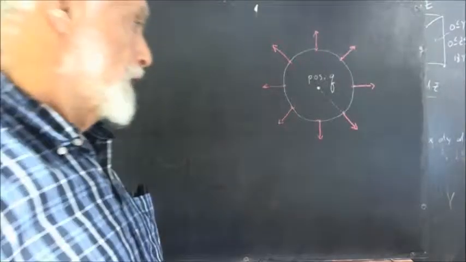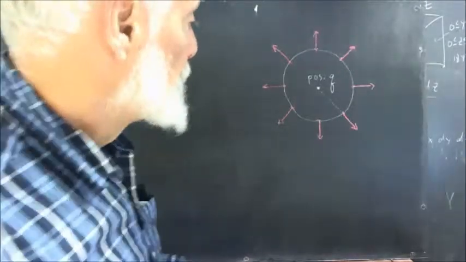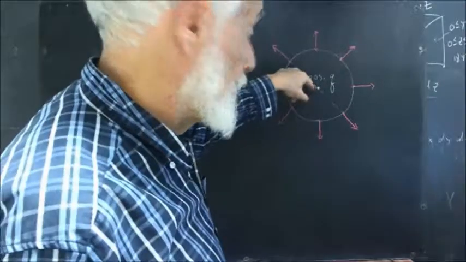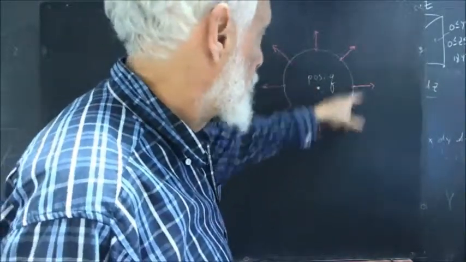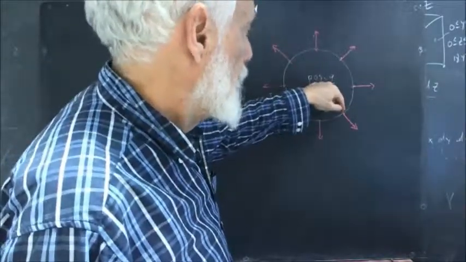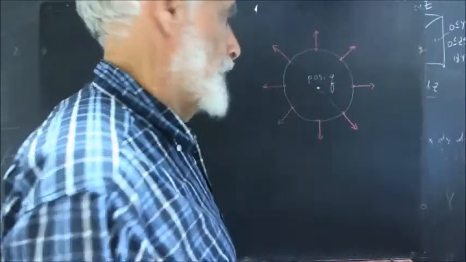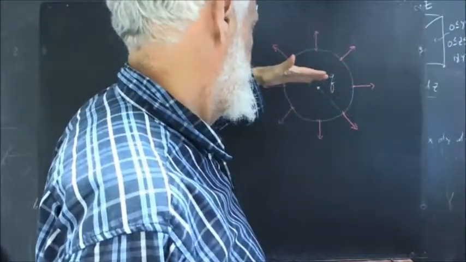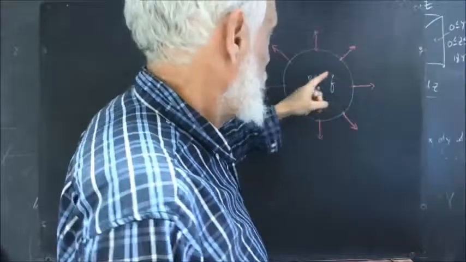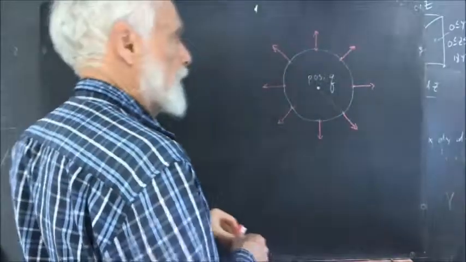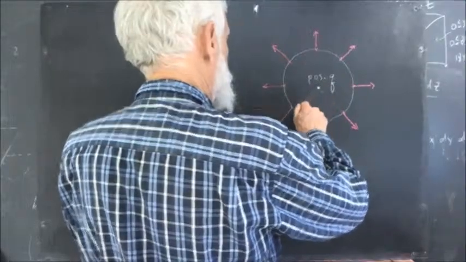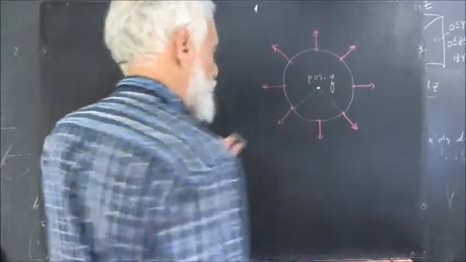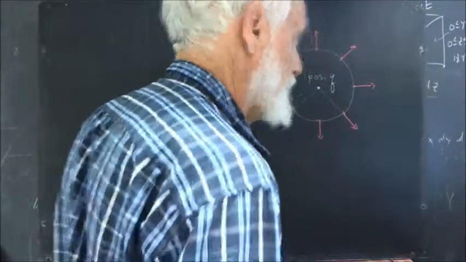Okay, here's my sketch. Now the sketch should have two characteristics. One is that all these points are at the same distance from the charge, so all these vectors should have the same magnitude, because the force per unit charge is going to have the same magnitude at every point that's at the same distance. Also, the field is going to be radial. That is, the field at any point is going to be parallel to a line from the center to that point.